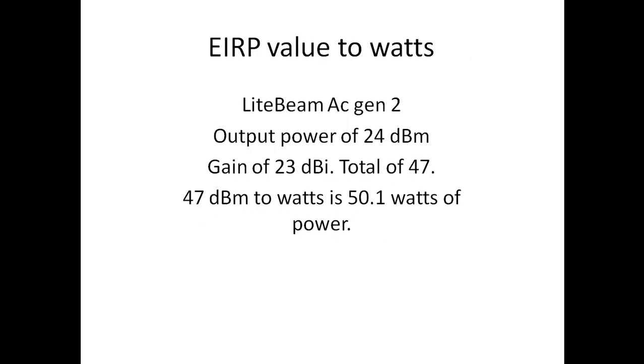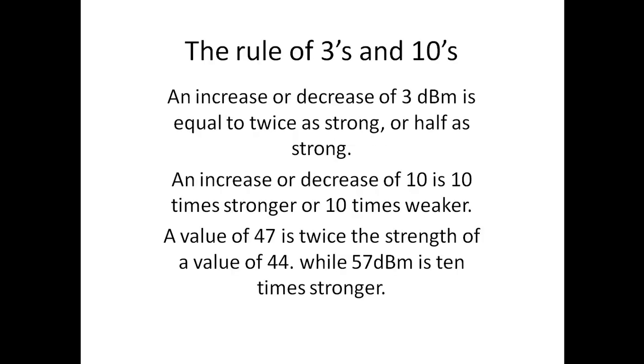Now, contrast and compare this with a LightBeam. So our LightBeam has an output power of 24, gain of 23, which gives us 47. And now we have 47 dB is 50 watts of energy. So the first thing that you might think is, wait a minute, that doesn't seem to make sense. It doesn't make sense on the regular numeric base 10 numbering system that we all have in our heads. This is a logarithmic value, all right? And I'm going to explain that in a second, but it is a log value, right?